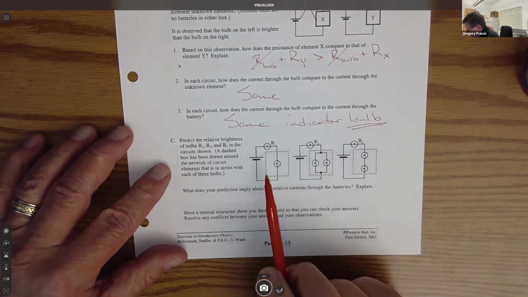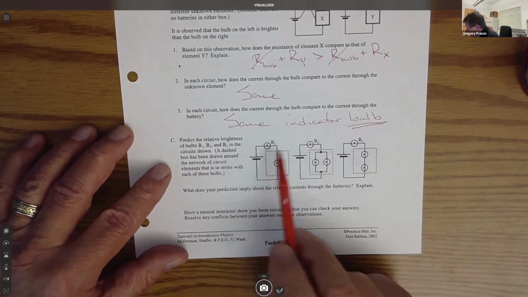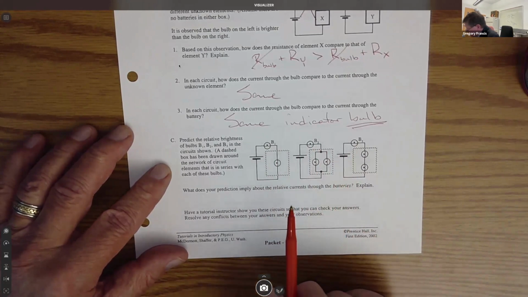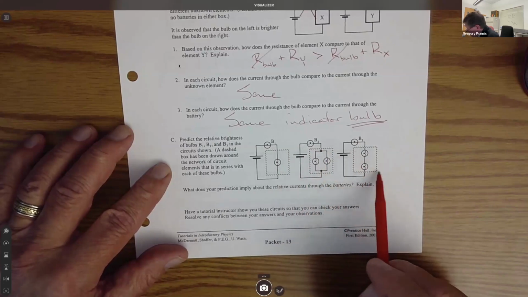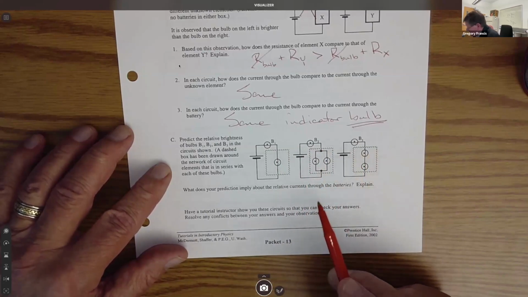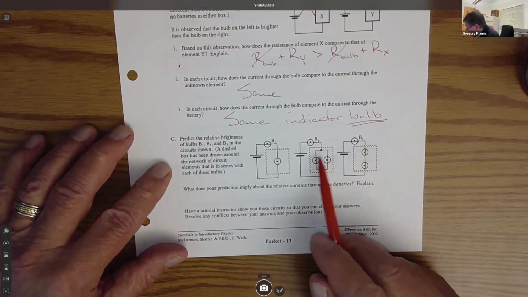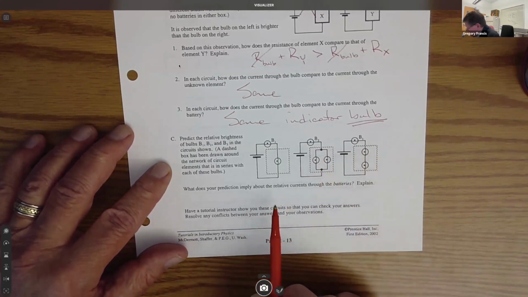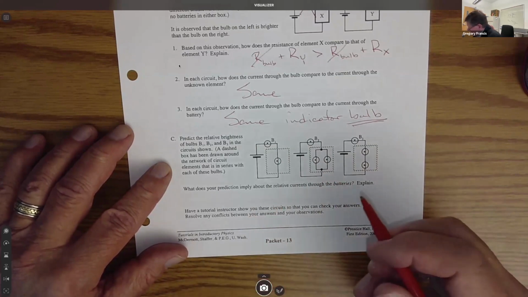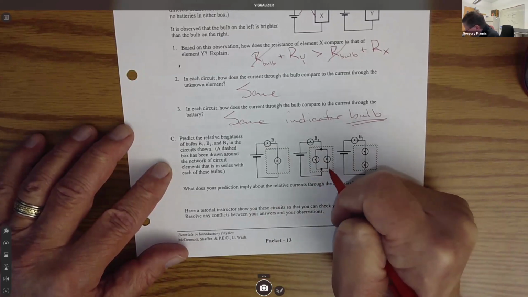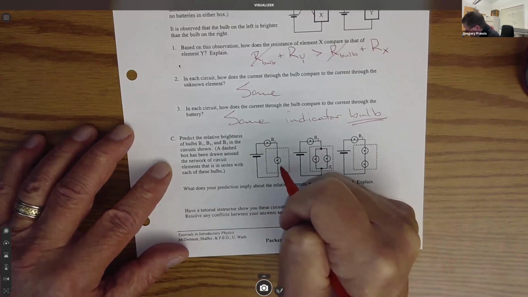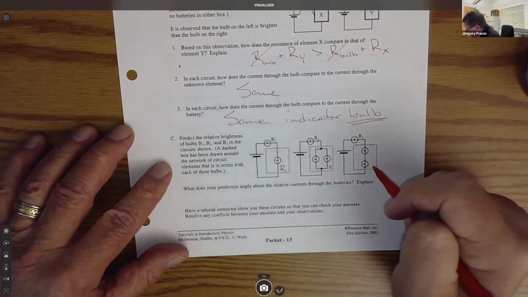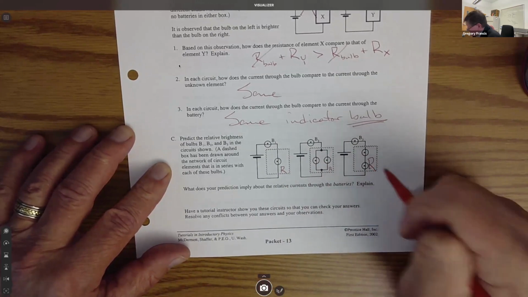Now we want to predict the brightness of these three identical bulbs, B1, B2, and B3. And we have these elements that are in series with the three bulbs. And last day, we found out something about the resistance of these circuits that are in the boxes. And what we found was that two bulbs in parallel had the smallest resistance, and one bulb had larger resistance, but two bulbs in series had larger still.